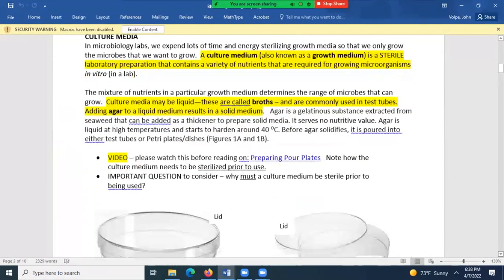You should know that a culture media, also called a growth medium, is a sterile laboratory preparation. Like if you were to walk into a real microbiology lab and pick up a culture media, it will be sterile. And usually how they sterilize it is in an autoclave. And we'll talk a little bit about that, an autoclave, later. Mediums contain a variety of nutrients, and these nutrients are required for growing the microorganisms.